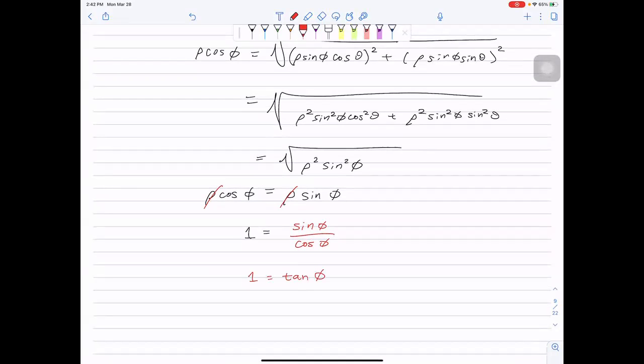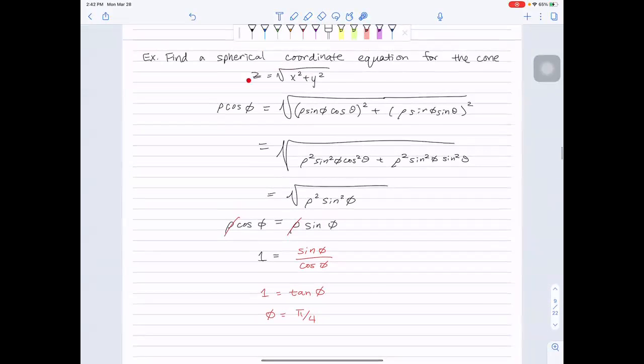When does the tangent of an angle equal 1? Well, that's when the angle is pi over 4. So if we rewrite this equation from rectangular coordinates into spherical coordinates, we get that phi equals pi over 4 describes this cone.